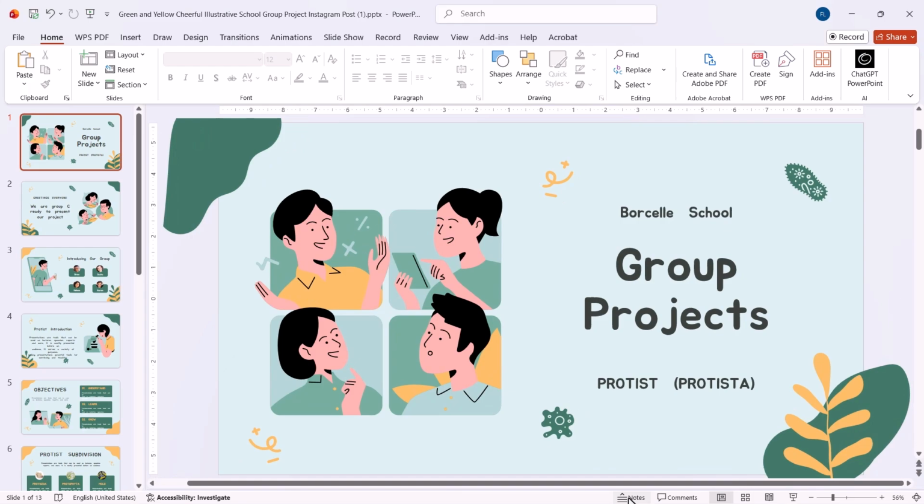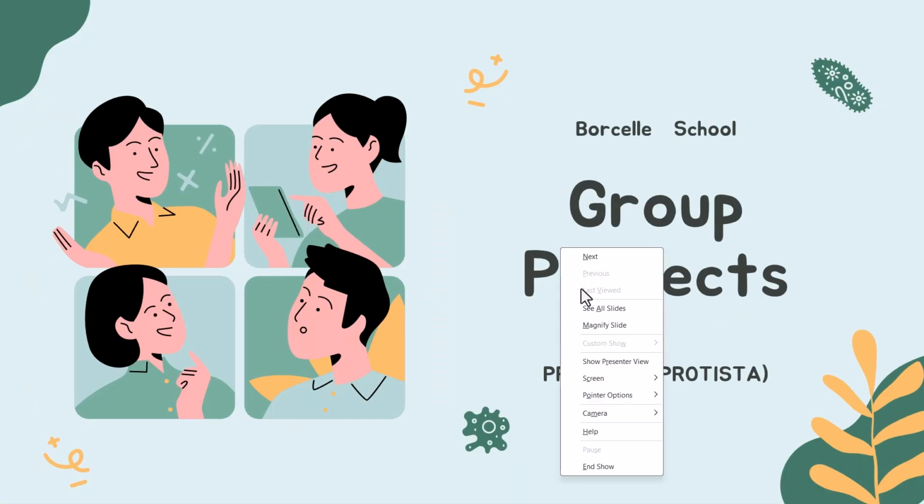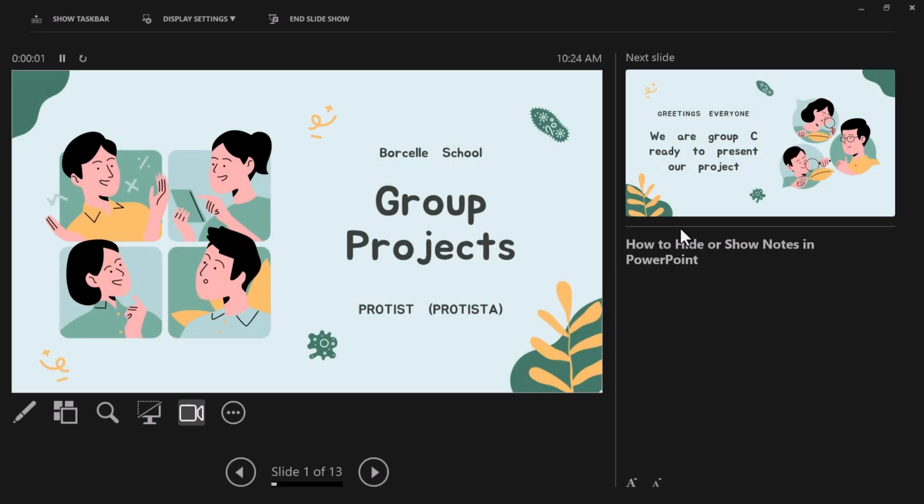If you're presenting and want to see notes without the audience seeing them, click Slideshow at the top, then right-click on the slide and select Presenter View. Your notes will appear on your screen while the audience only sees the slides. That's how to hide or show notes in PowerPoint.